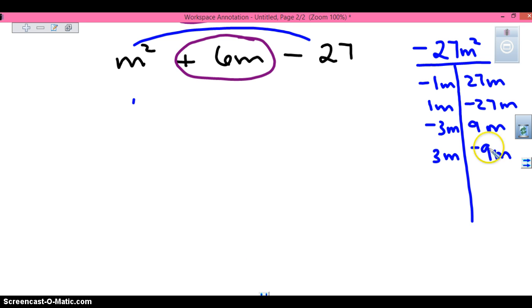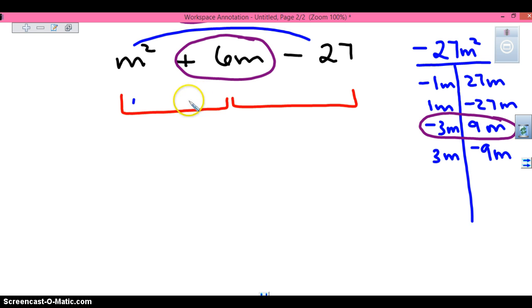Do we have factors that add up to positive 6m? See how the factors negative 3m plus 9m would equal 6m, whereas 3m plus negative 9m would be negative 6m. Do you see how I've chosen? So once I've chosen, we can say negative 3m and 9m, m squared minus 3m, plus 9m minus 27.